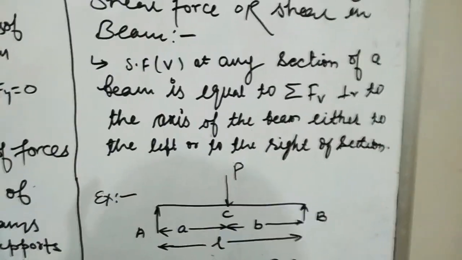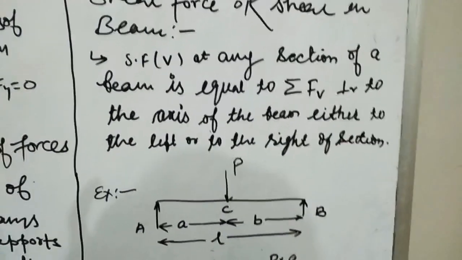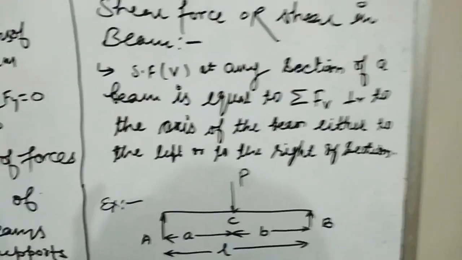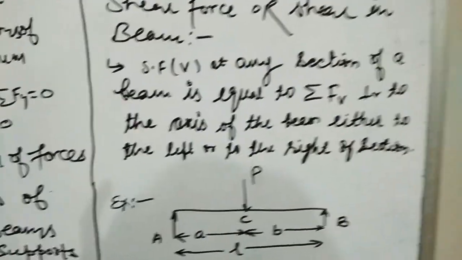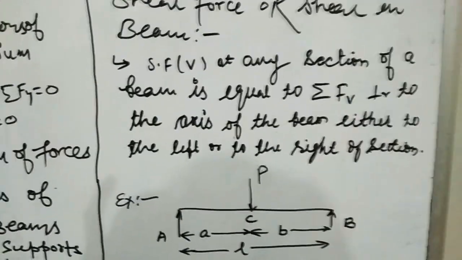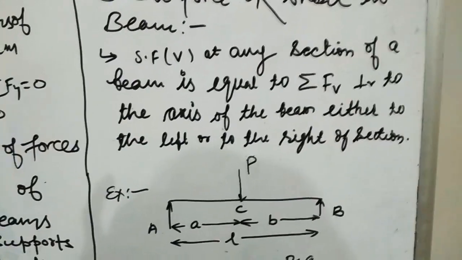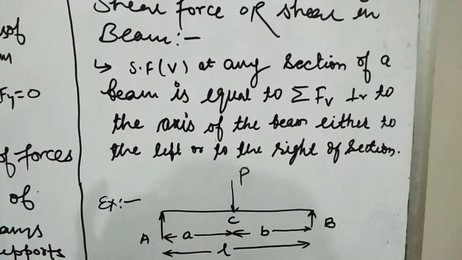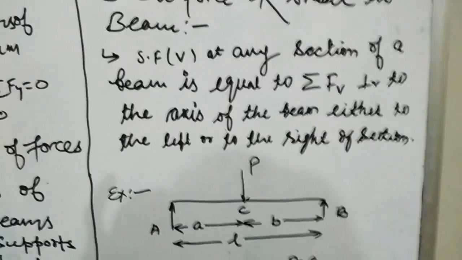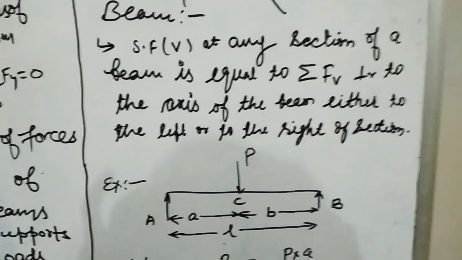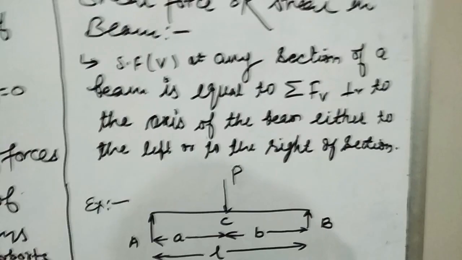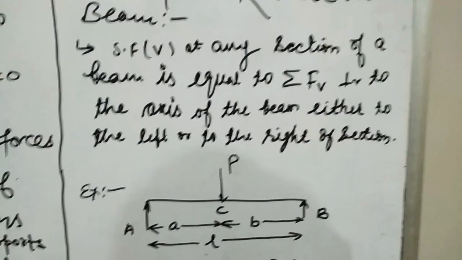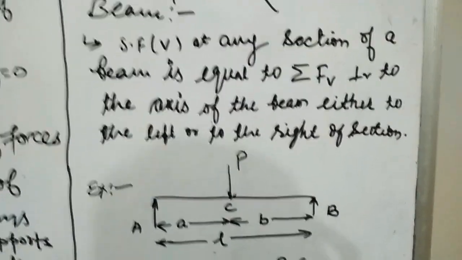Now just consider an example. Through this example you will be able to understand the concept of shear force. A simply supported beam having point load P acting at point C. The length of the beam is L and the point load P is acting at a distance a from the left end and the distance b from the right end. Now first find out the value of shear force at point A, and after that we will find out the value of shear force at point B, and finally the shear force at point C.